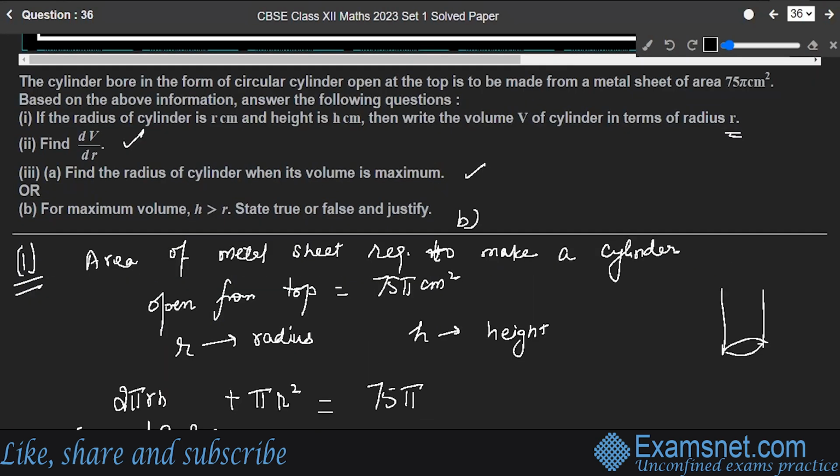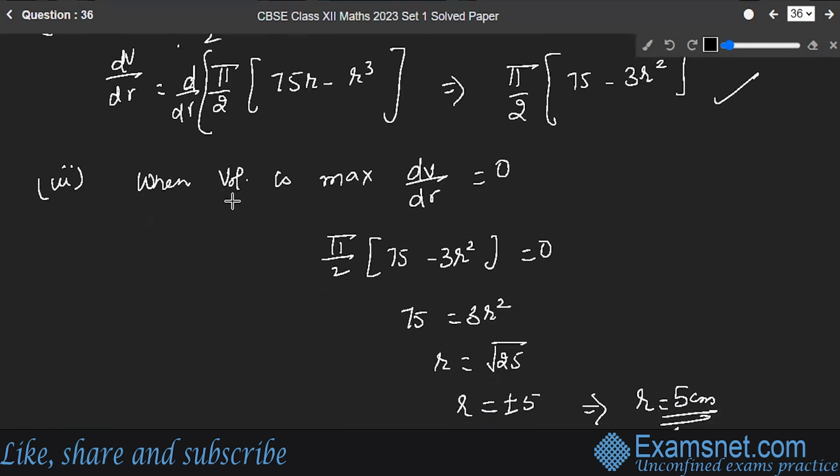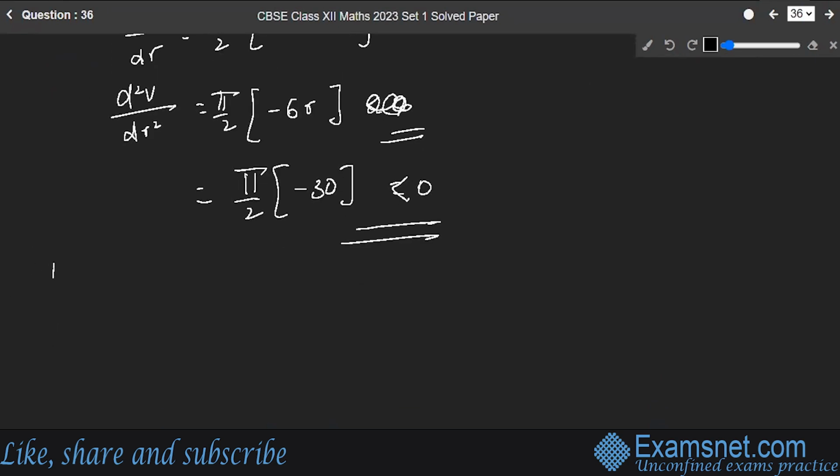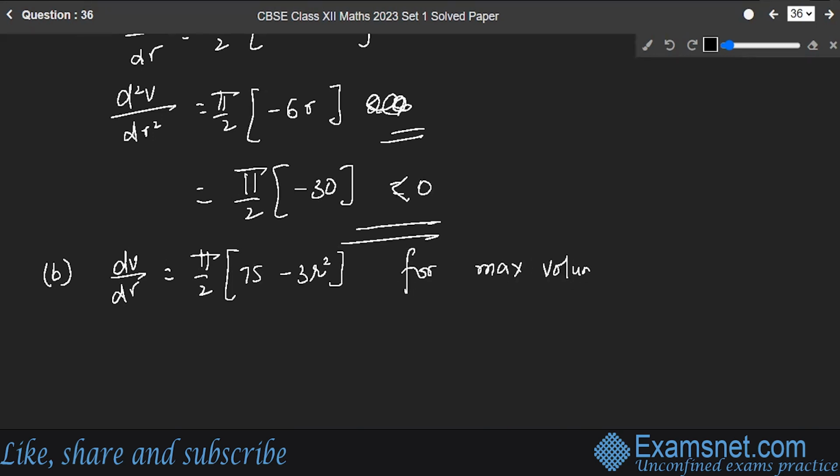This is the B part of the question. For the maximum volume, h is greater than r. Straight true or false and justify. For the B part, you had already been given dV by dr as pi by 2 (75 minus 3r square). For maximum volume, this is equal to 0, which gives you r is equal to 5 centimeters. We already solved this thing.